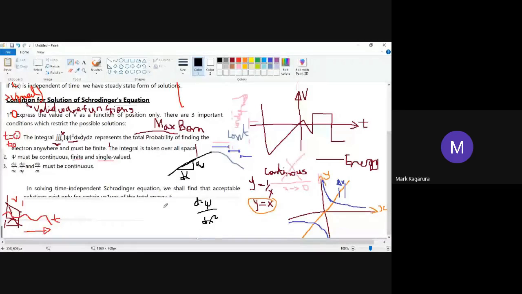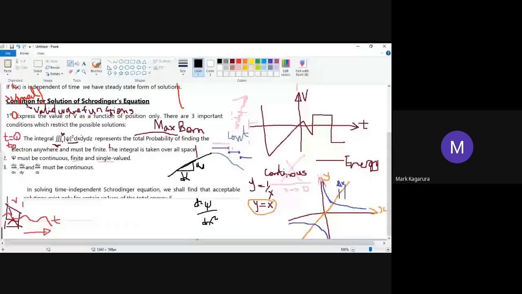So once we solve this Schrodinger equation, the acceptable solutions contain the total energy, which is a bit cut off.